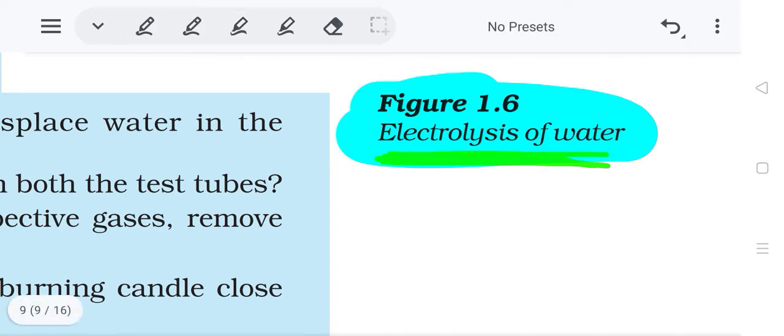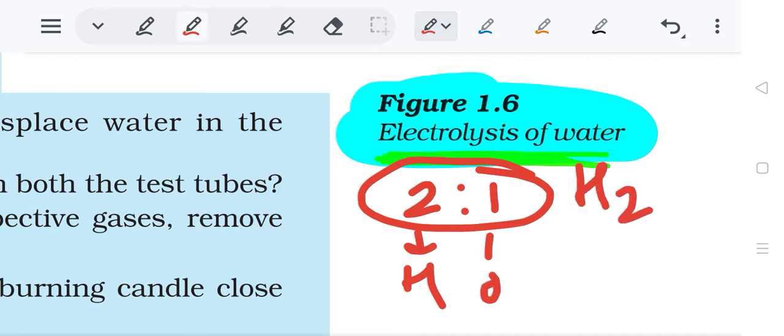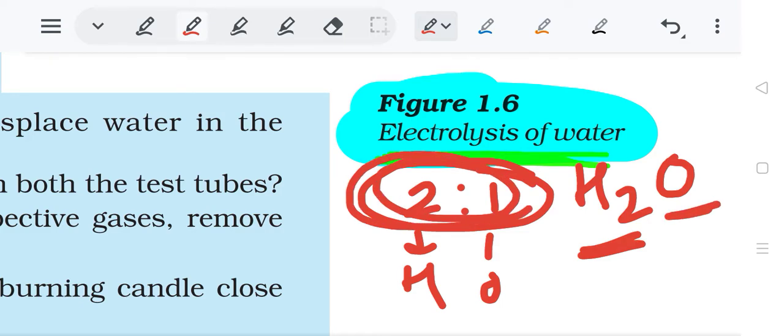And one question comes from here: 2:1. Why is hydrogen collected twice that of oxygen? Because you have H2O. In one H2O, you have 2 hydrogen and 1 oxygen, which means that it will be collected in the ratio of 2:1. Clear?